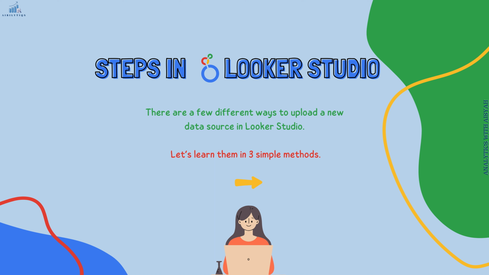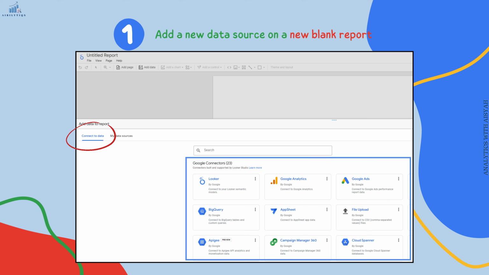Now, let us start with Looker Studio. There are a few methods to upload a new data source in Looker Studio. We can learn them in 3 simple methods. The first method is when you are creating a new blank report. After you click on the blank report tile, you should navigate to this window.